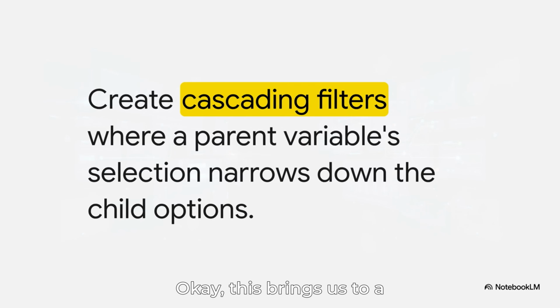Okay, this brings us to a brilliantly powerful trick, cascading filters. Some folks call this nested variables or variable chaining. Basically, it's where one selection you make automatically narrows down the options of the next one. It's an incredibly powerful way to navigate massive infrastructures, because let's be real, a flat list of thousands of pods or services? Yeah, that would be completely impossible to scroll through.